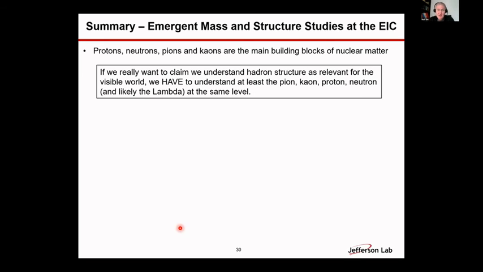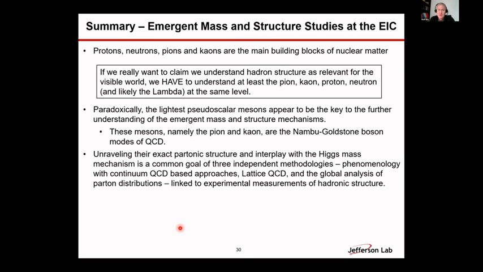And likely maybe the lambda, because we do know more or less that the strange interactions have an impact on our visible world also. I gave you only some snapshots. Paradoxically, these lightest pseudoscalar mesons could be the key to a better understanding of the emergent mass and structure. And that's partly just because they're better calculable. And the effects might be more interesting in these very light pseudoscalar mesons because you can see the effects of the PDAs or the PDFs coming in. And again, yes, they are the Goldstone bosons of massless QCD, but that essentially makes them more interesting.